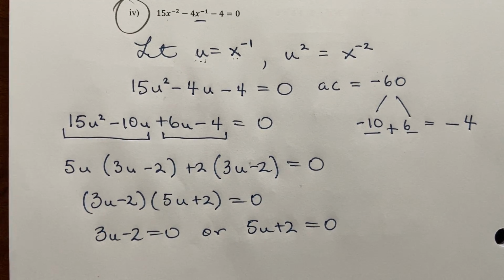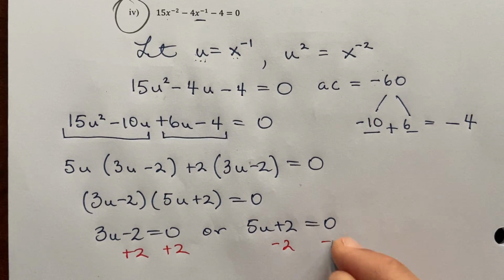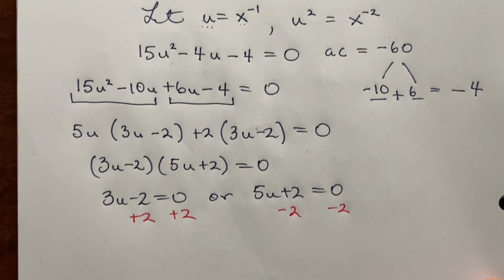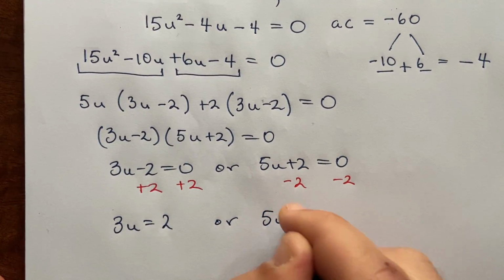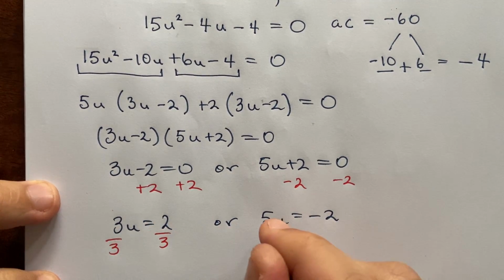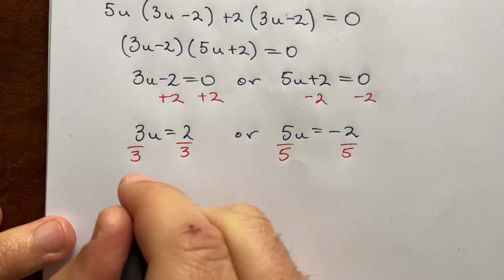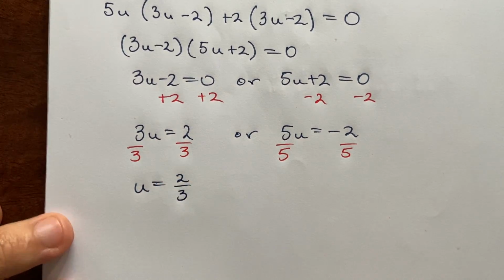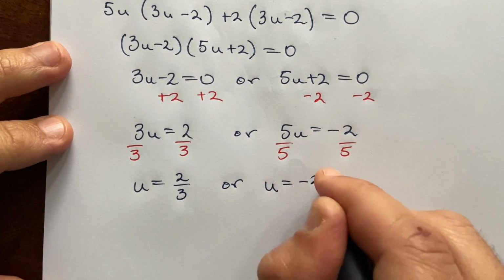Solve for u. So I'll add 2 here, I'll subtract 2 there. So 3u equals 2, or 5u equals negative 2. And keep in mind, we're just doing a pure math problem. We're looking for any or all solutions here. Divide by 3, divide by 5. So u equals 2/3, or u equals negative 2/5.